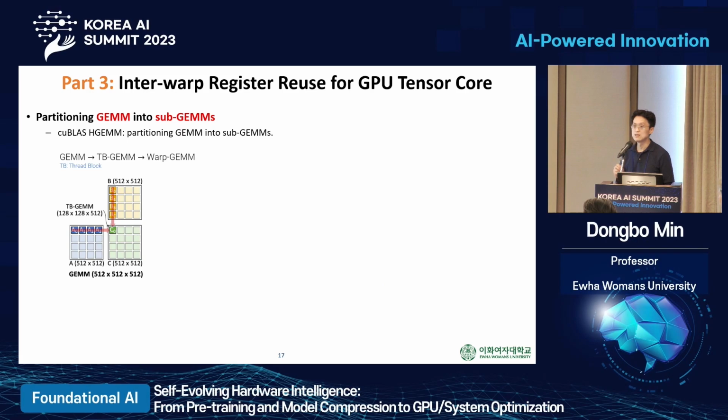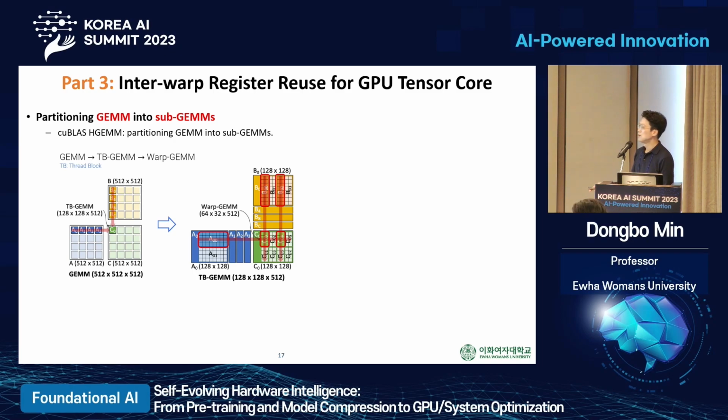Let me give you some more detail. GEMM must be decomposed, divided into TB GEMM, where TB is the thread block. For instance, the input is 512 by 512, and we want to do the matrix multiplication of A and B. We won't be able to deal with this matrix multiplication due to the limit of the size of the tensor core. This is why we have to divide it into TB GEMM.